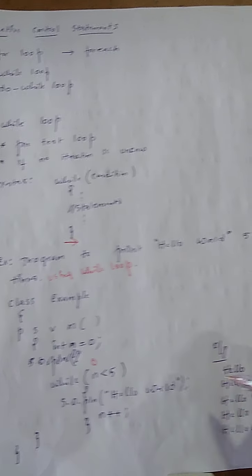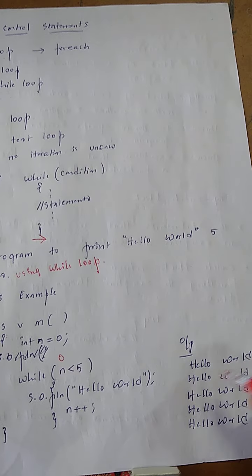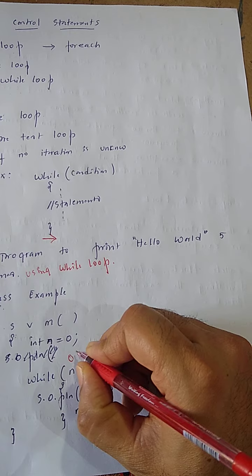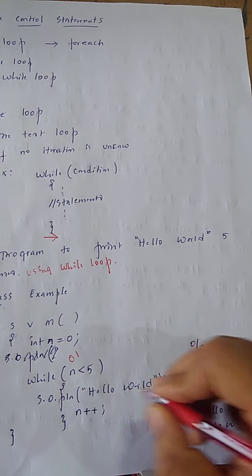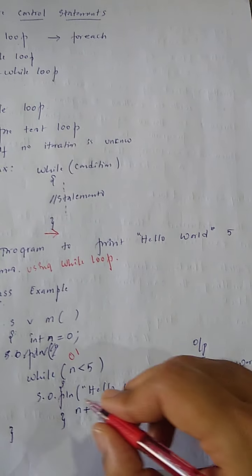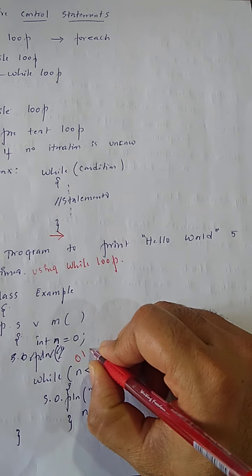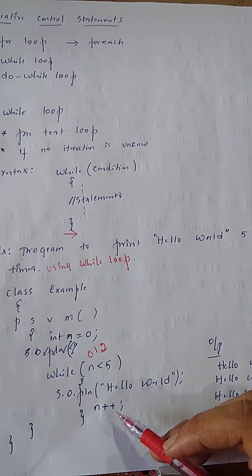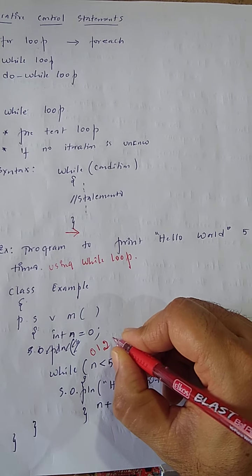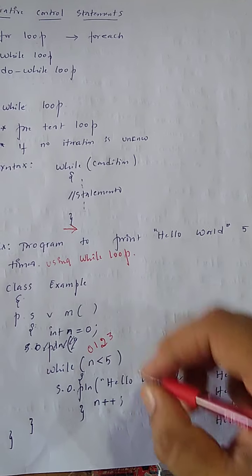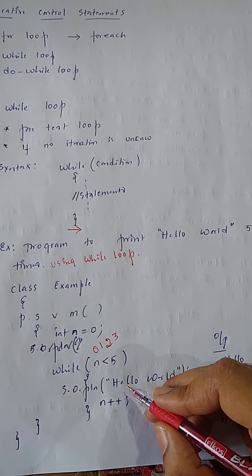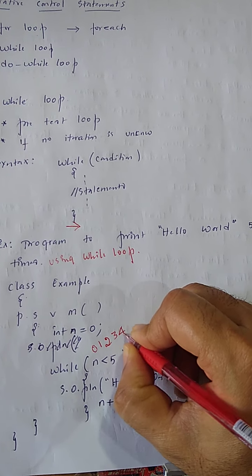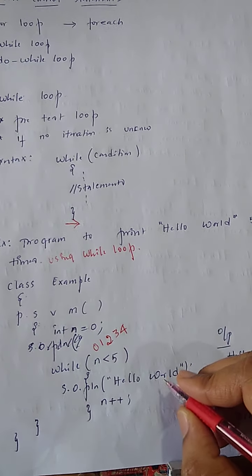You get hello world printed one time. Next I'm incrementing n, and it becomes 1. The condition is true, so the body will be executed and I get hello world one more time, the second time. Then n will be incremented and become 2. Again the body will be executed because the condition is true. Next n will change to 3. Again hello world will be printed, n will be incremented, and it becomes 4. 4 is less than 5, true, so the body will be executed.